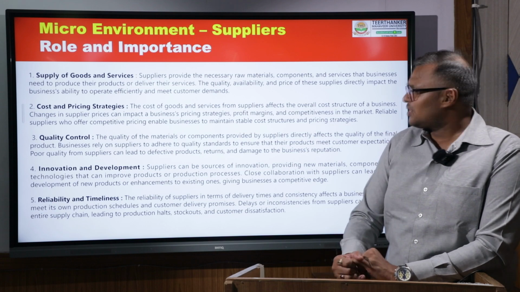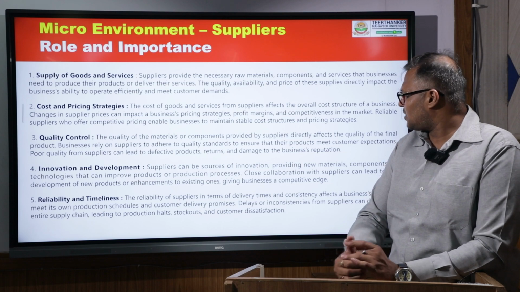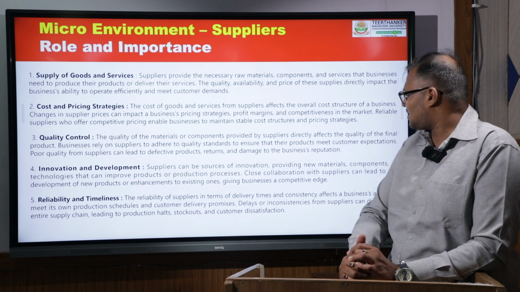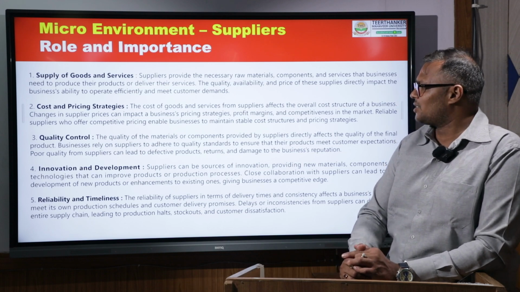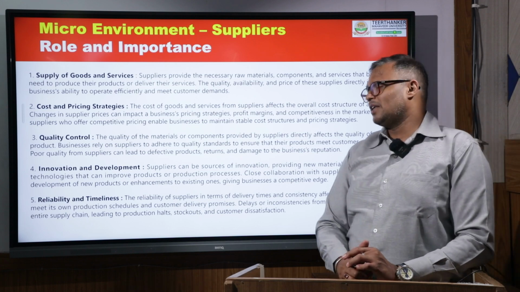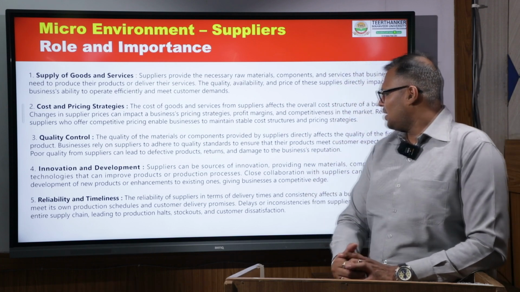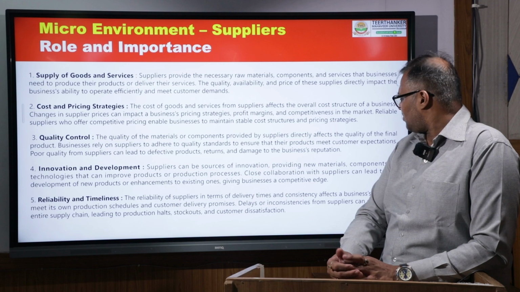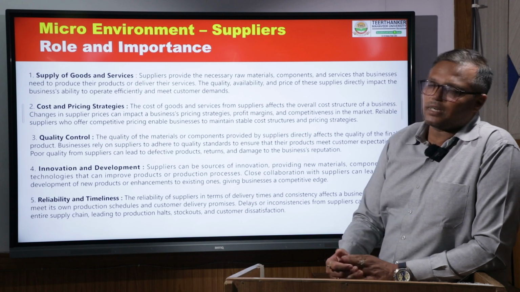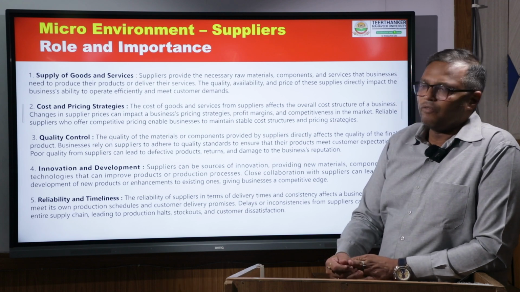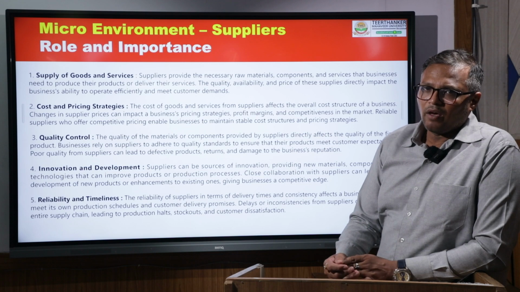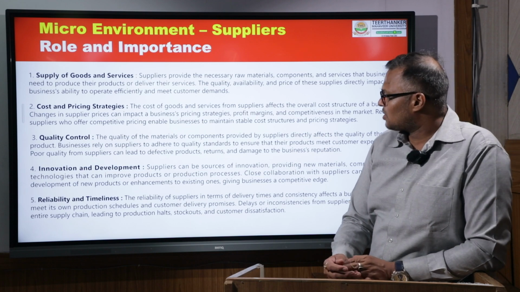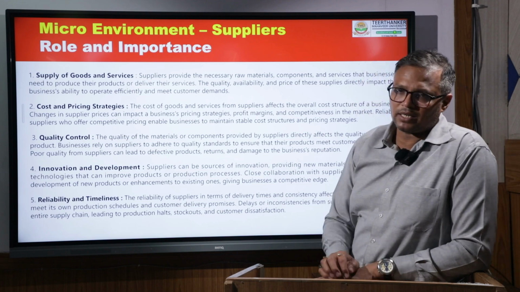See, the reliability of the supplier in terms of delivery times and consistency affects the business's ability to meet its own production schedules and the customer's delivery promises. Either delay or inconsistency from the suppliers can disrupt the entire supply chain, which leads to production halts, stock-outs, and customer dissatisfaction.